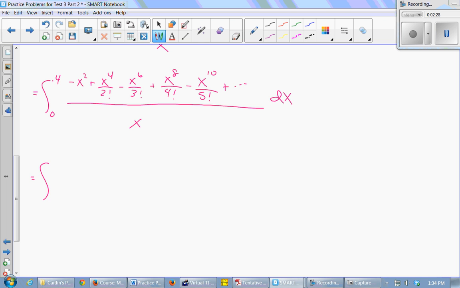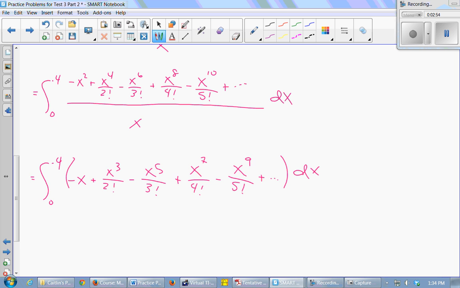So this becomes the integral from 0 to 0.4. Negative x squared over x is negative x. My exponents are just going to get reduced by 1. So I have x cubed over 2 factorial minus x to the 5th over 3 factorial plus x to the 7th over 4 factorial minus x to the 9th over 5 factorial dx.